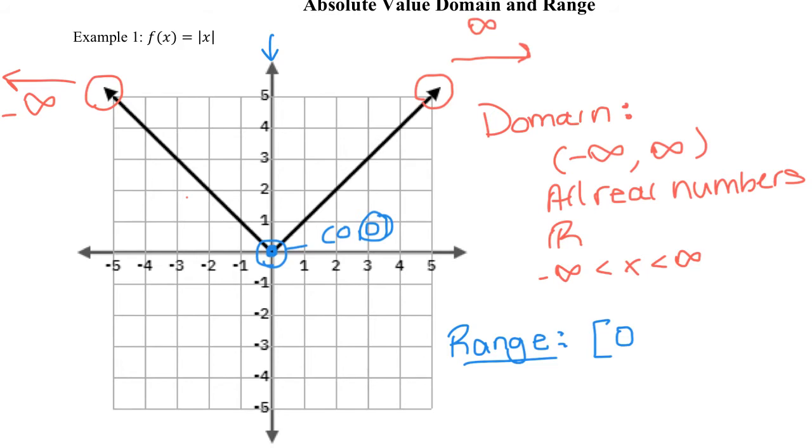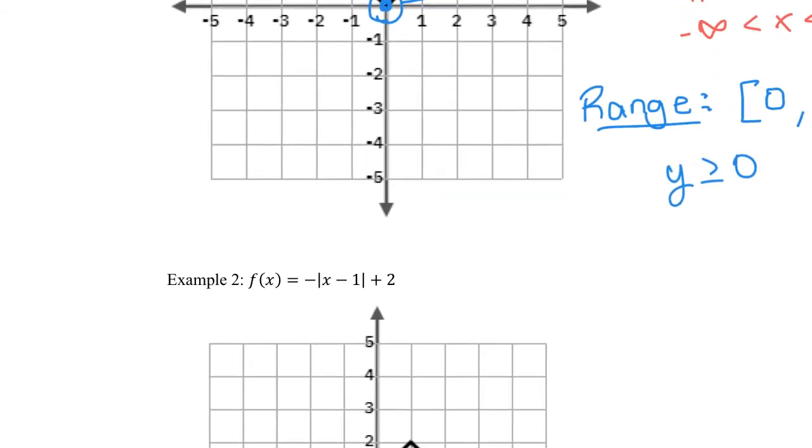And then we need to see the highest this graph is going to go. So these arrows we are going to use again. Both these arrows say that this graph will continue up forever. Well, up is a positive direction, so we say that it goes up to positive infinity. You could also see this written as inequalities as y greater than or equal to 0. So let's look at another one.